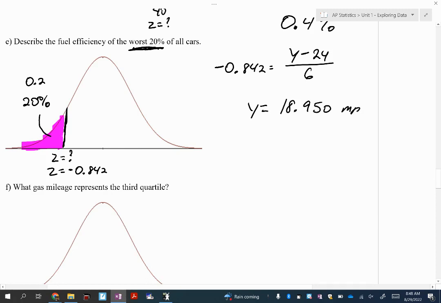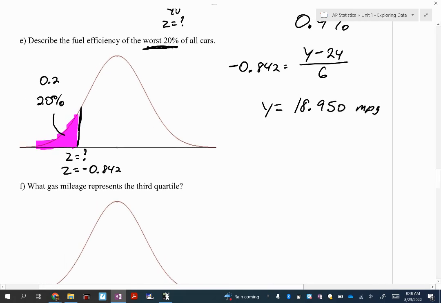All right, so the fuel efficiency is roughly just under 19, so 18.950 miles per gallon. So if you've got a car that is just below 19 miles per gallon for its fuel efficiency, you're driving a car that's in the worst 20% of all cars in the state when it comes to fuel efficiency. Okay, that's what that problem is asking. So you can see it's a different type of problem.